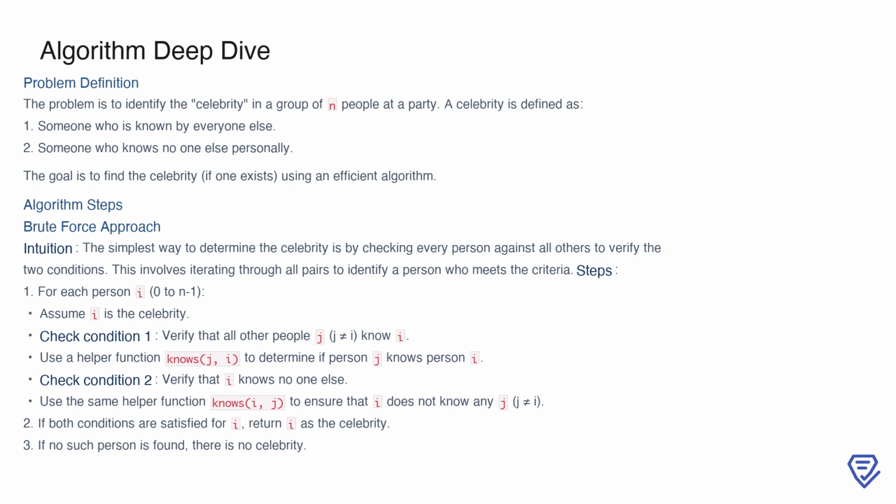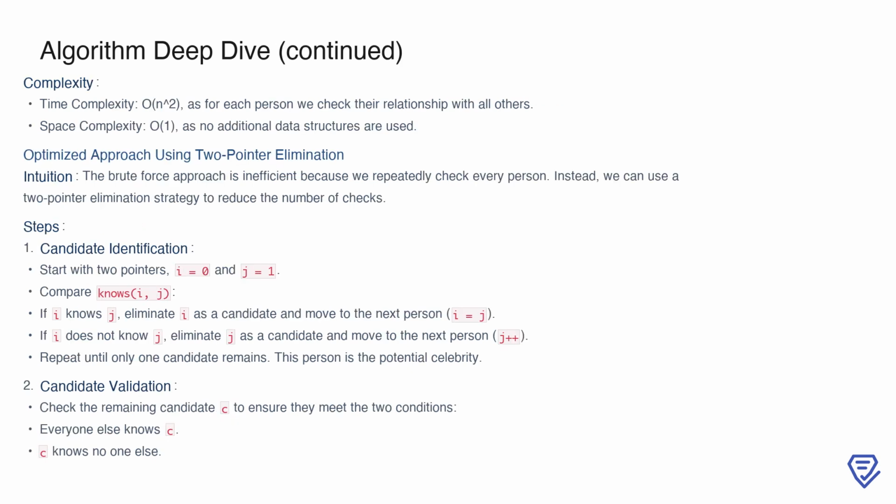While straightforward, this approach is computationally expensive because we must compare every person with every other person, resulting in a time complexity of O(n squared). The brute force approach, while functional, is inefficient due to its quadratic time complexity. To address this, we can use an optimized strategy called the two-pointer elimination approach. The intuition here is that we do not need to check every relationship for every person, many can be eliminated early.